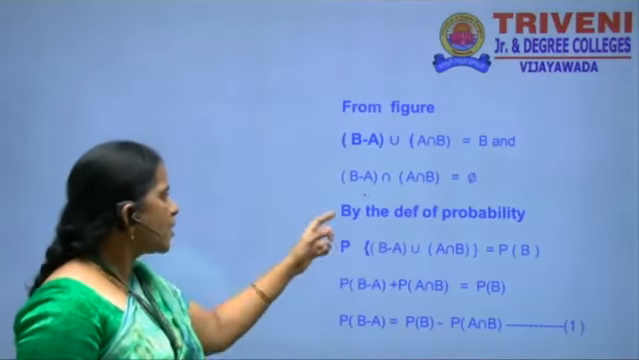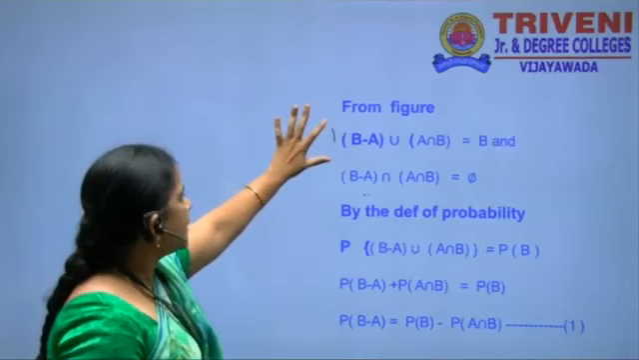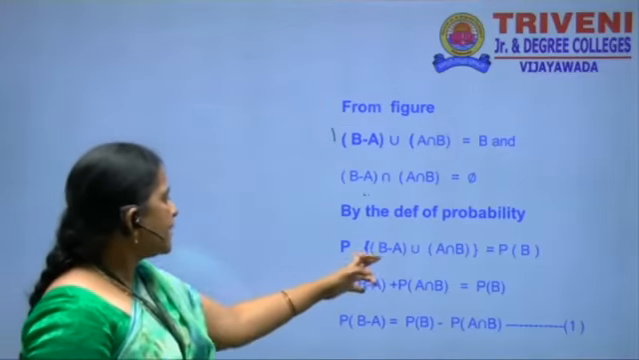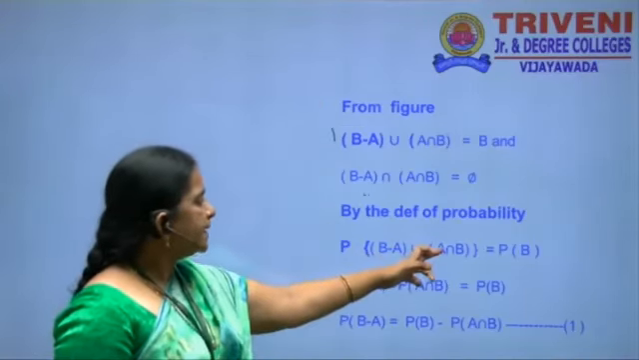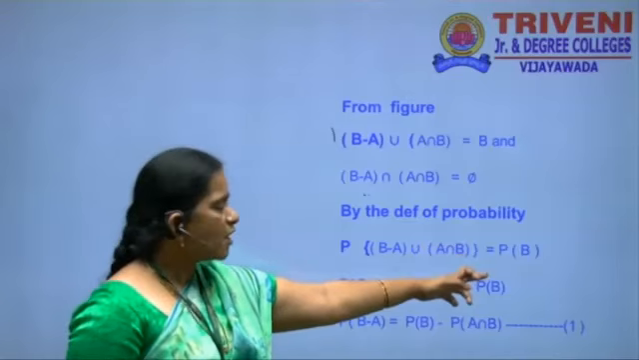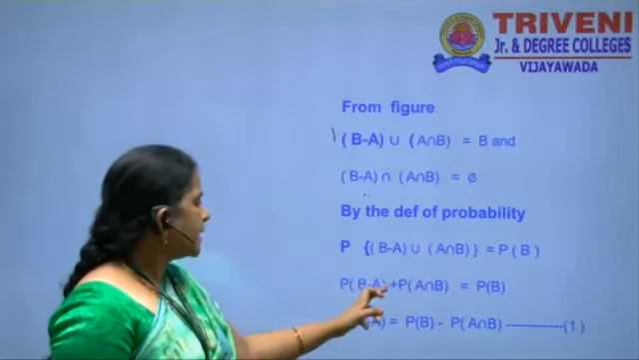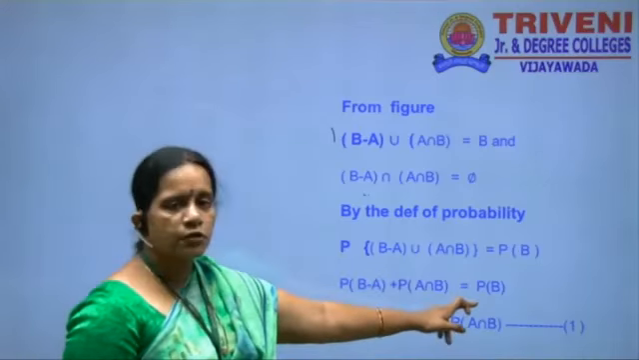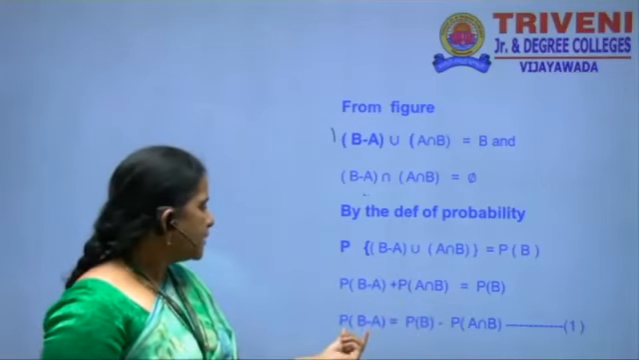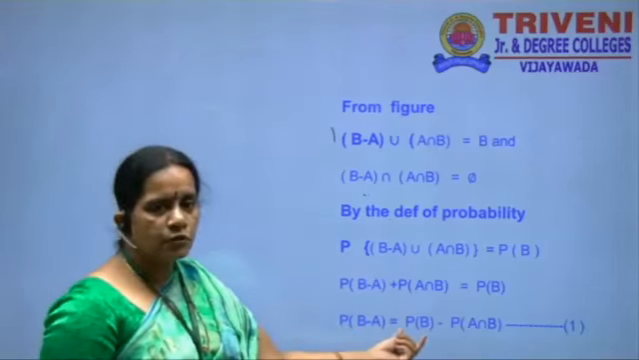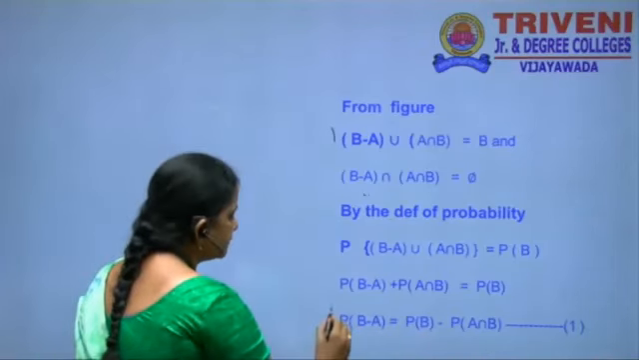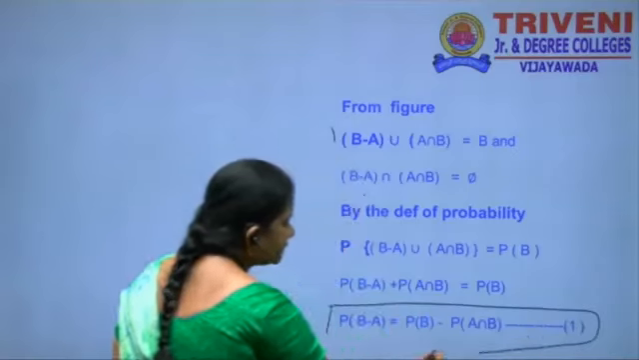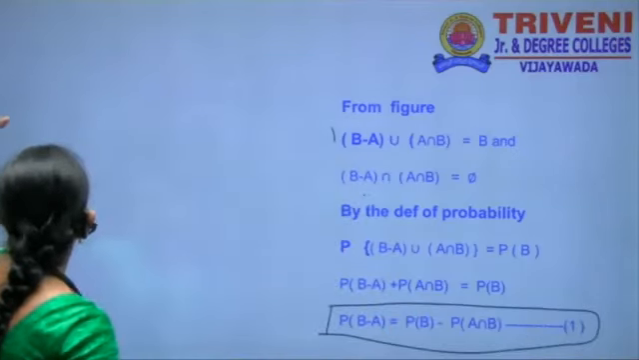By the definition of probability, applying this, P of B minus A union A intersection B is equal to P of B. P of B minus A plus P of A intersection B is equal to P of B. Here P of B minus A is equal to P of B minus P of A intersection B. Substituting here.